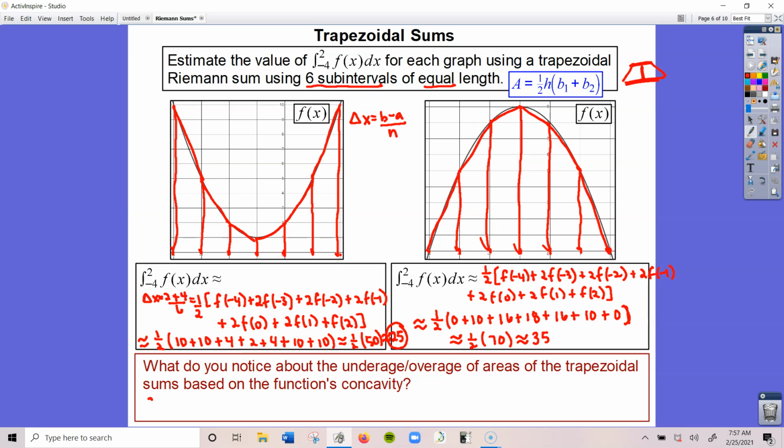So when you have a function that is concave up, a trapezoidal sum would be an overestimate. And when it is concave down, the trapezoidal sum would be an underestimate.